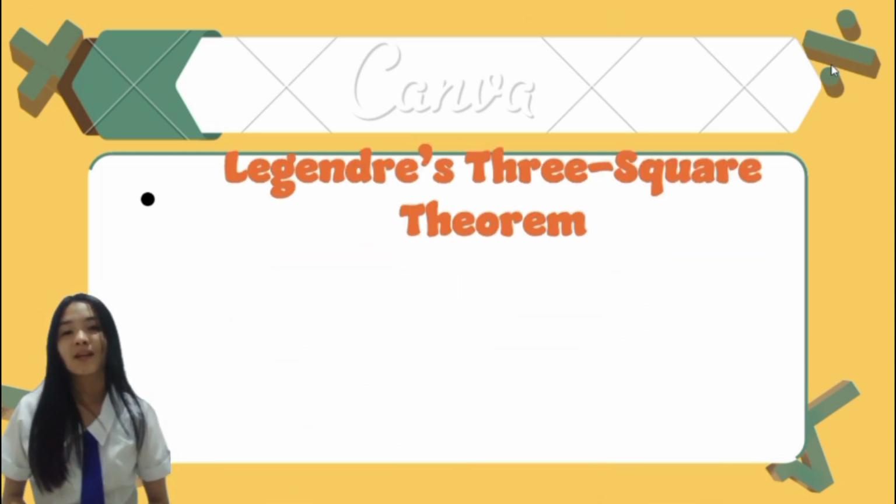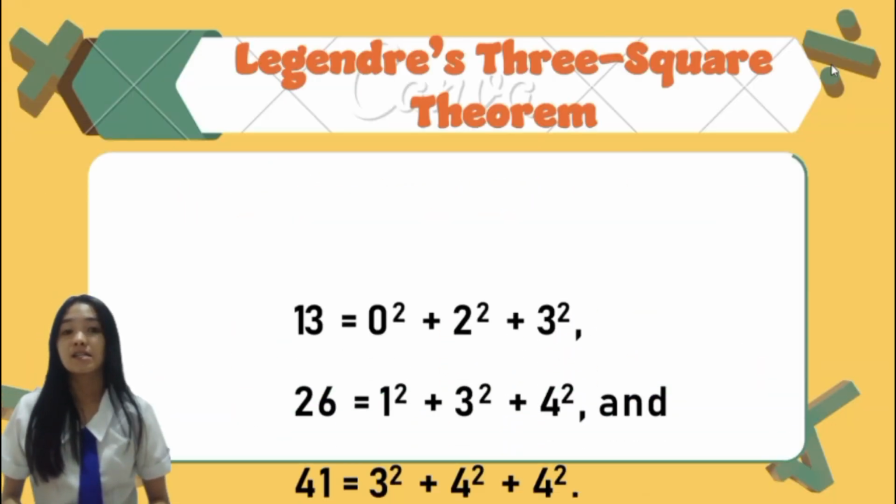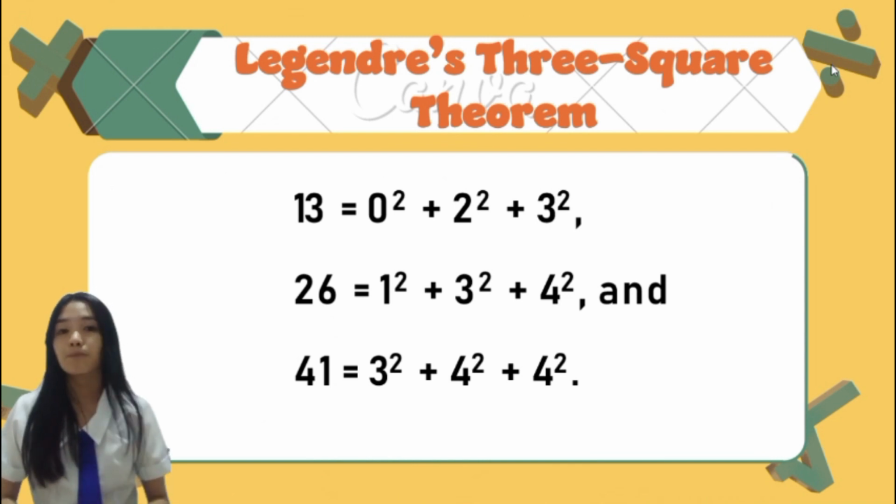For example, 13, 26, and 41. These numbers cannot be expressed in the form of 4 raised to the power of a times the quantity of 8b plus 7 for some integers a and b. So as predicted by Legendre's 3-square theorem, each can be expressed as a sum of 3 squares. For 13, we have 0 squared plus 2 squared plus 3 squared. For 26, we have 1 squared plus 3 squared plus 4 squared. And for 41, we have 3 squared plus 4 squared plus 4 squared.